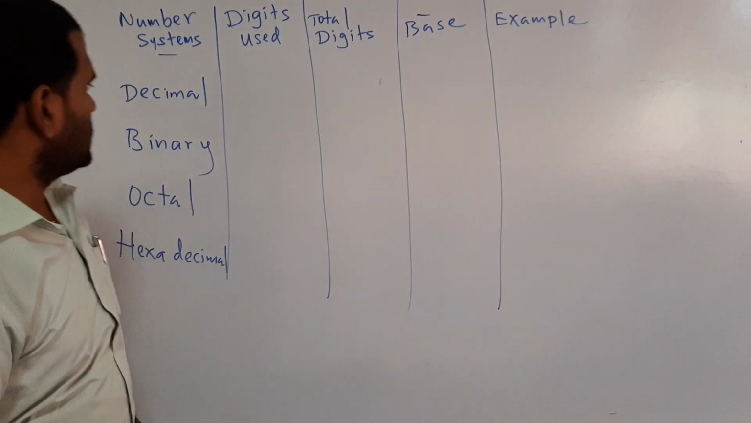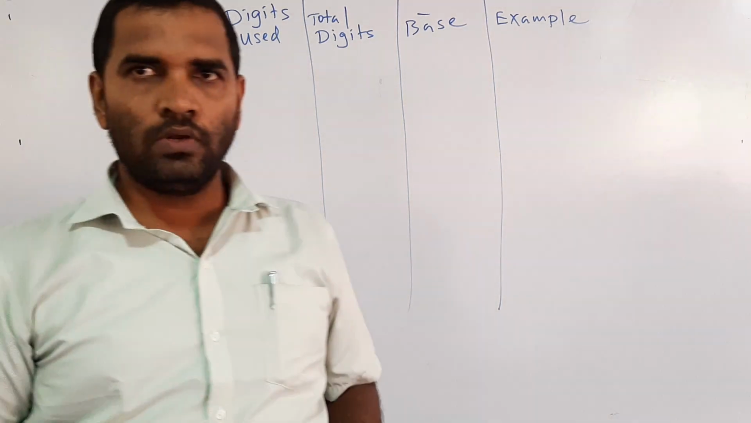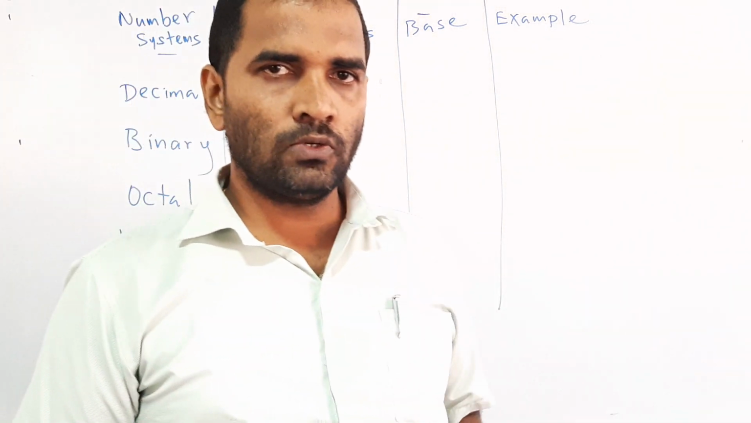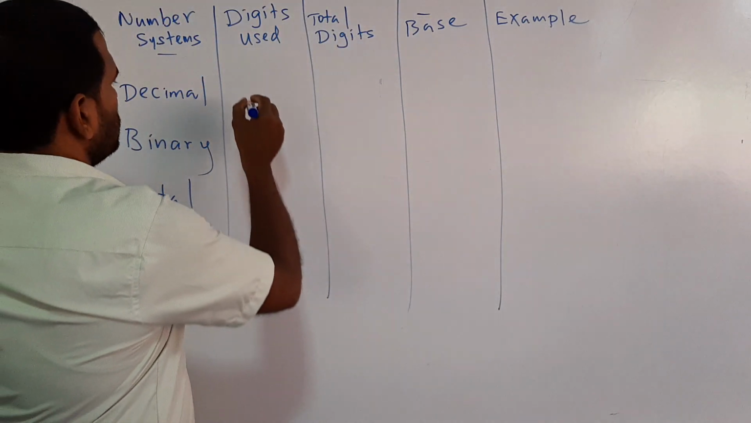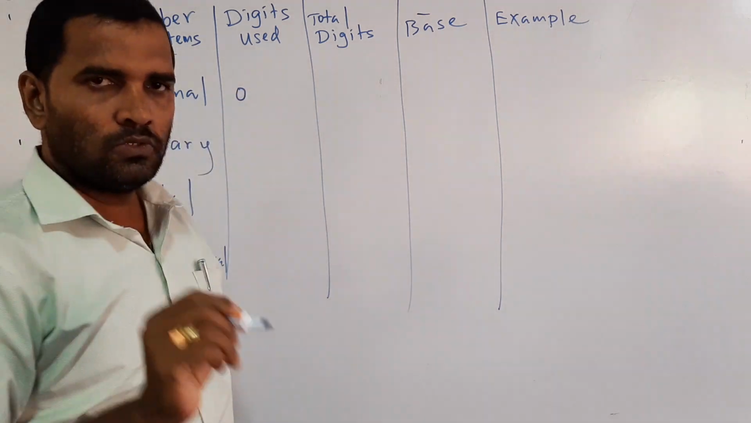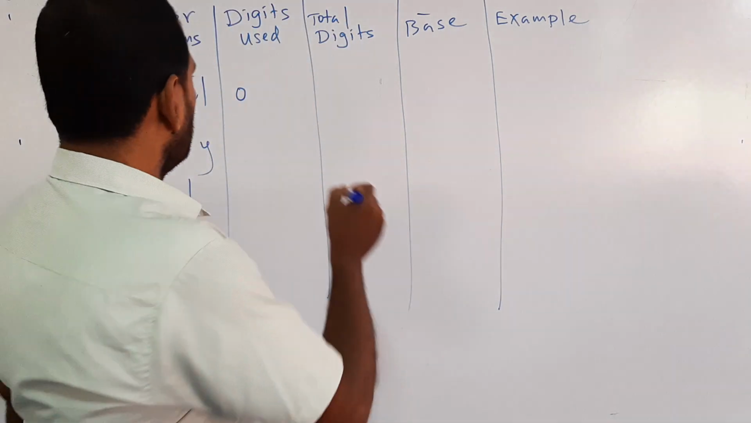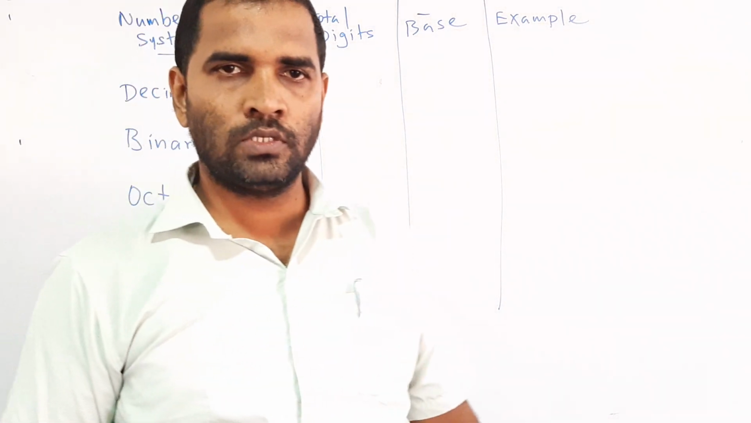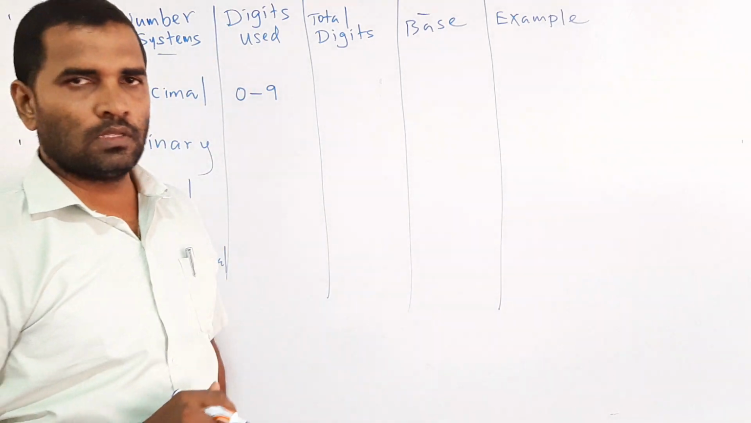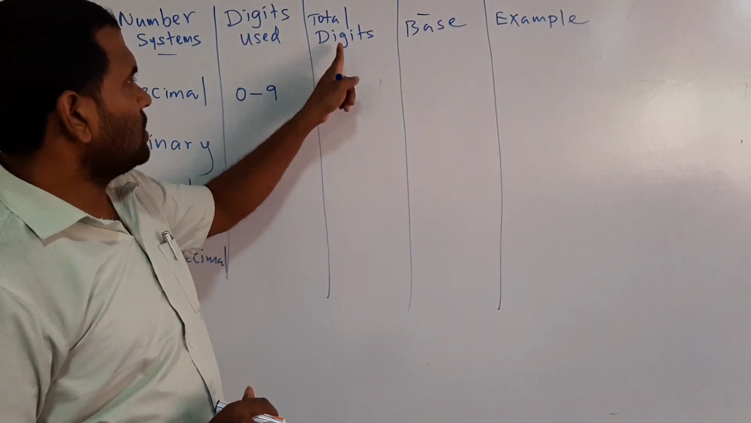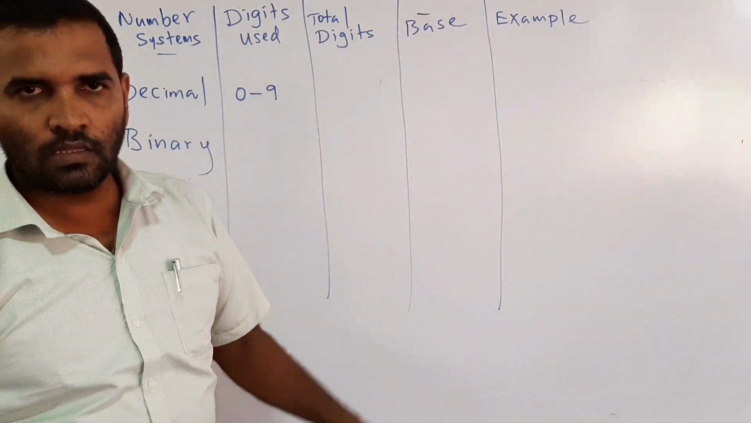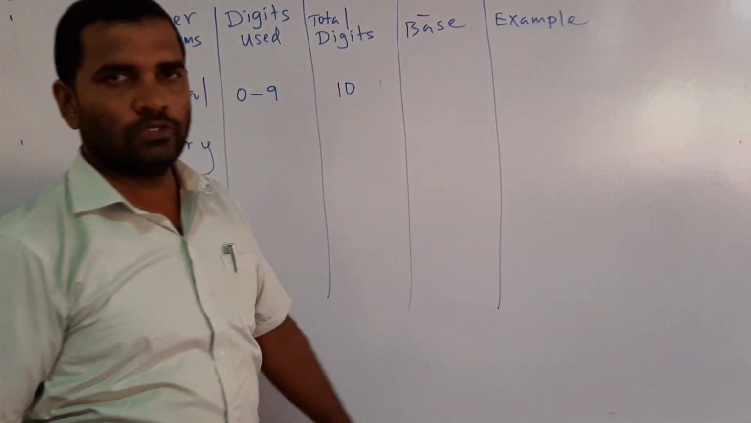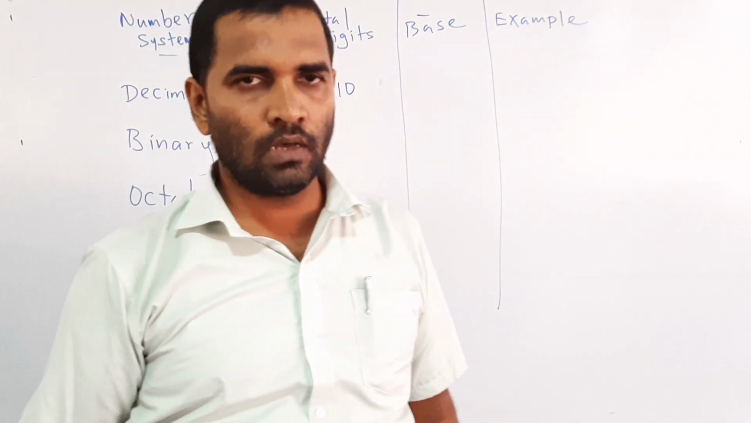So straight away we take the decimal number. We already discussed the decimal number system. I told you a decimal number system uses 0 to 9 digits. So 0, 1, 2, 3 up to 9. So I can show them as 0-9. So I can show that range, not all the numbers. Hope you can understand. So now look at the third column, total digits. So how many digits are used? Let's count them, 0 to 9, 10 digits. So in decimal number system, we have 10 digits.